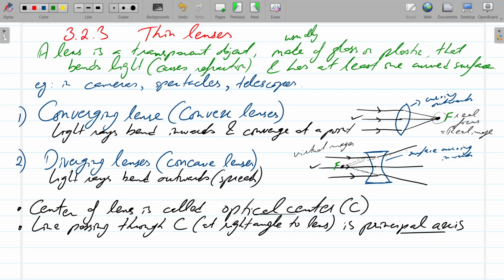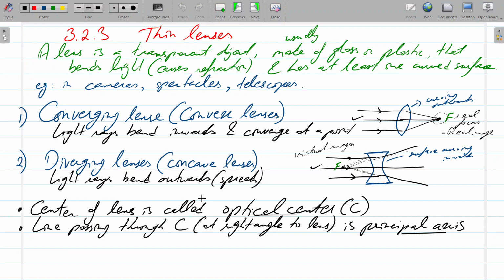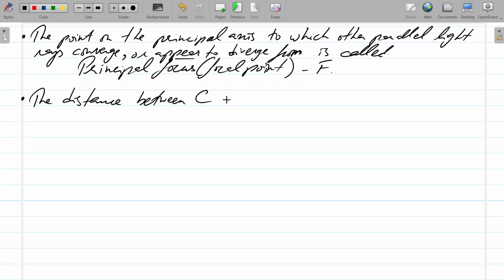And then the distance between the optical center, so that's C, and the principal focus F is called the focal length. And that is given with a lowercase f.